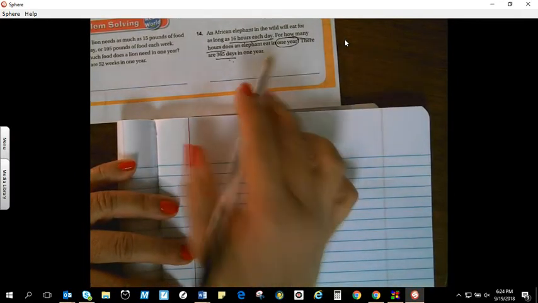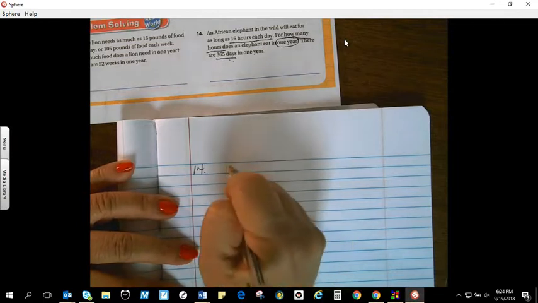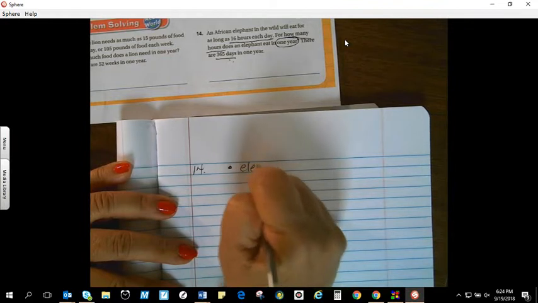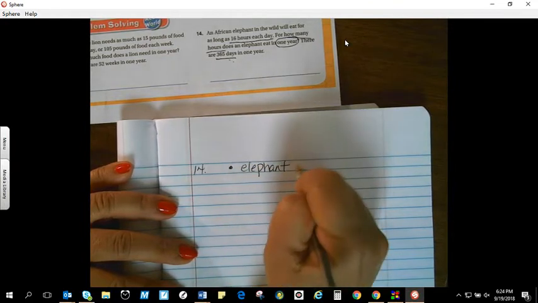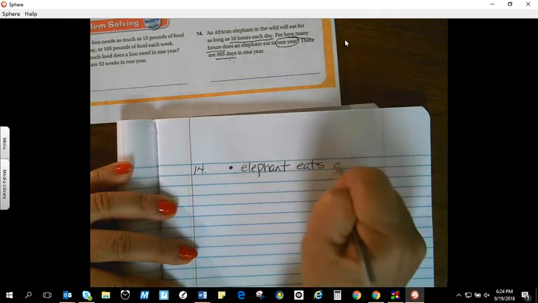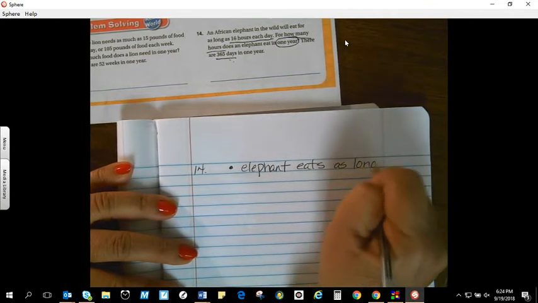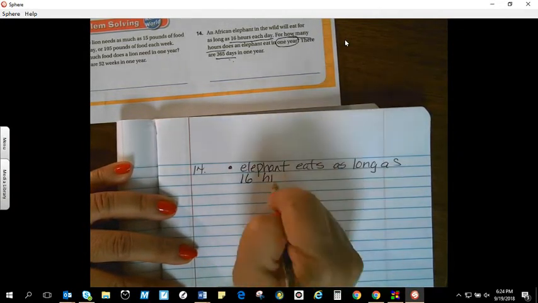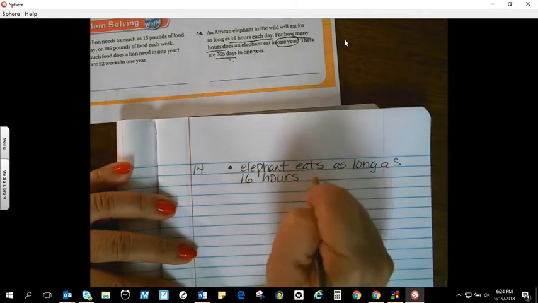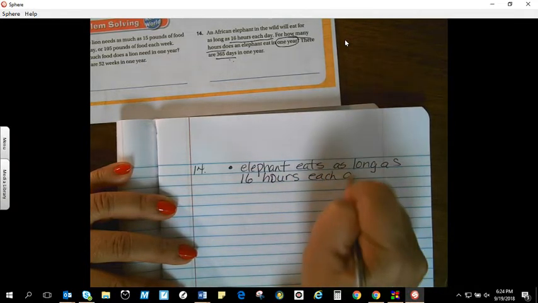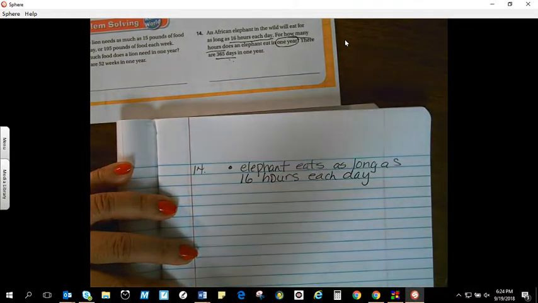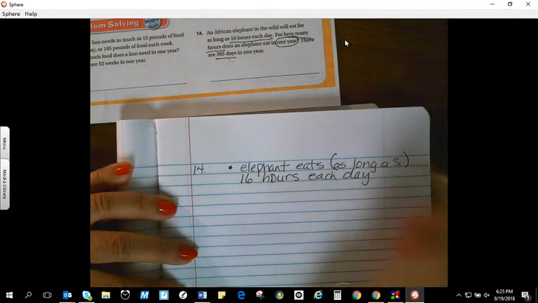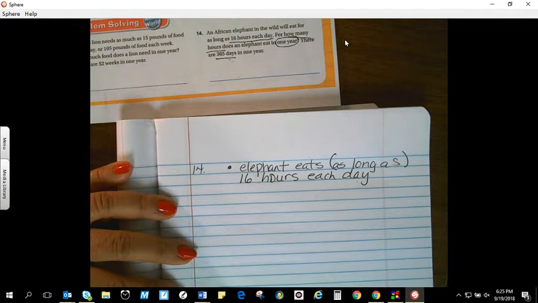Now that I've underlined important information that I'm going to be needing, I want to bullet. And I'm going to put elephant eats as long as 16 hours. Or you can just put elephant eats 16 hours each day. It's up to you. This is optional. Optional means you don't have to, so that's going to be your choice.